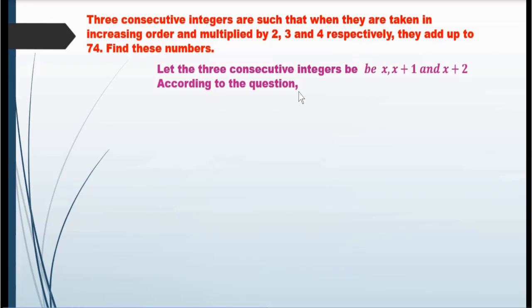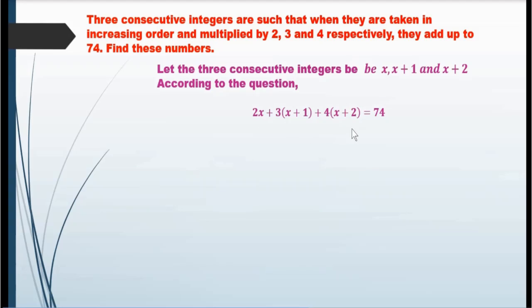Now according to the question, be very careful that you are going to multiply x by 2 as the question is demanding. So x into 2 is 2x, x plus 1 into 3 is 3 into bracket x plus 1. Don't forget the bracket. And 4 into x plus 2. Here also don't forget the bracket when you multiply by 4. You have to add these three and you get 74 in the RHS, which is already in the question, that they add up to 74. So add up to means it's going to be the RHS.